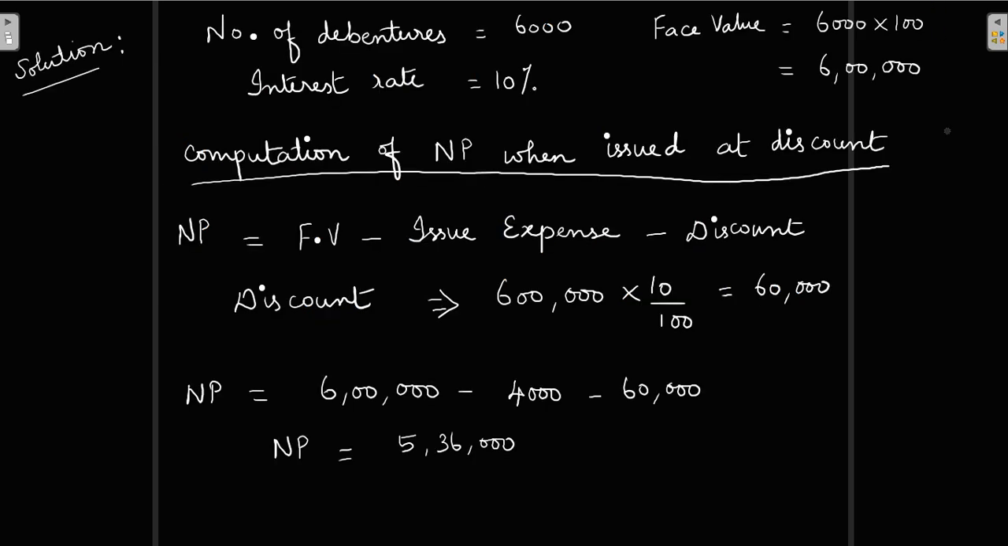So the number of debentures is 6,000. So the face value is 6,000 debentures into 100, 6 lakhs. Interest rate is 10%. Okay, so let's first calculate the net proceeds. Face value is 6 lakhs minus issue expenses, that is 4,000, and the discount on the debenture issued is 10%. 10% on 6 lakhs, that is the face value. So the net proceeds is 5,36,000.